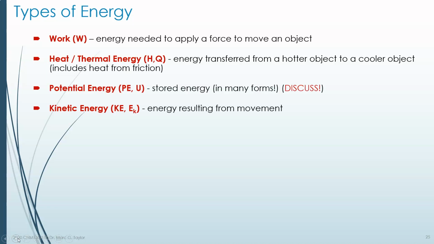We also have other ways of looking at energy, and these are not mutually exclusive from the other categories, but we can also divide up energy into two different categories: potential energy, abbreviated PE or sometimes U when you're taking thermodynamics or physics courses, and kinetic energy, abbreviated KE or E sub K. Now, the difference between these two, kinetic energy, I'll start with first, is the energy resulting from movement. So if an object is moving, it has kinetic energy. Anything moving has kinetic energy.